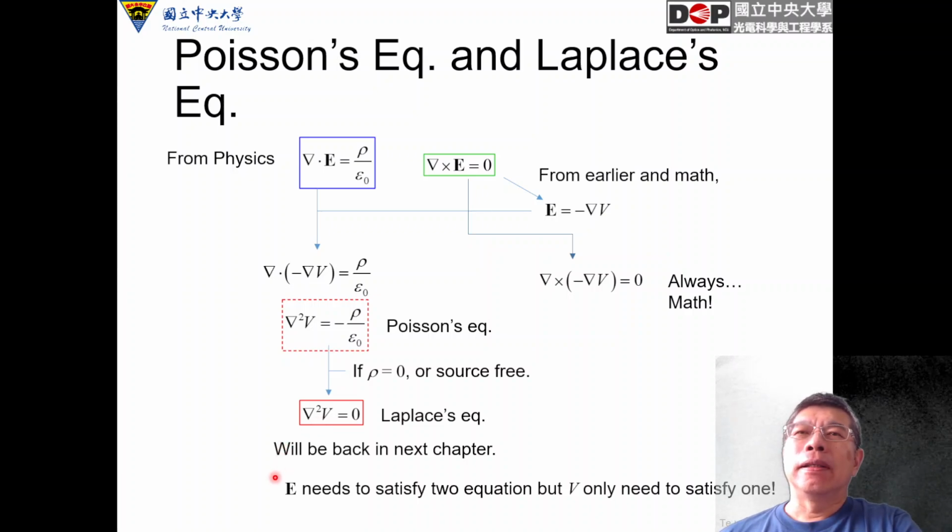Now, the electric field needs to satisfy two equations but for the potential we only need to satisfy one. This one is trivial and you don't go anywhere, so the electric field needs to satisfy both of them, but the potential just needs to satisfy this one. This is why we really like to use potential to describe the electric field: potential is much easier, it is a scalar function, and only one equation needs to be satisfied. So this is why we like the electric potential.